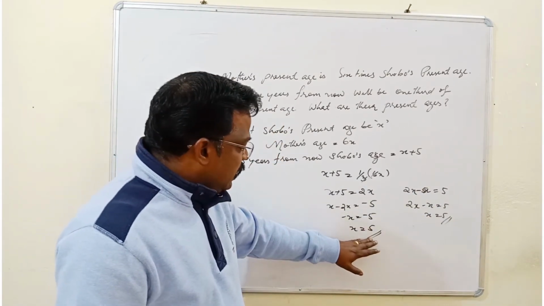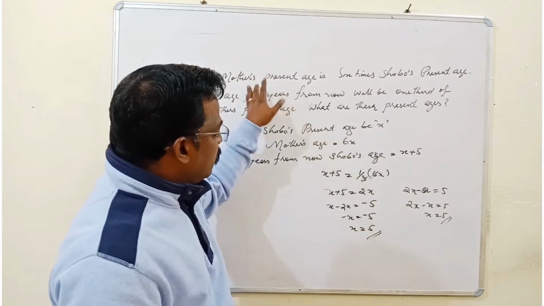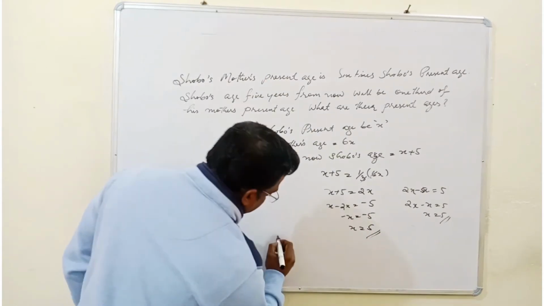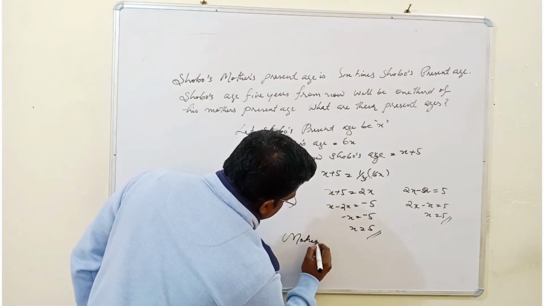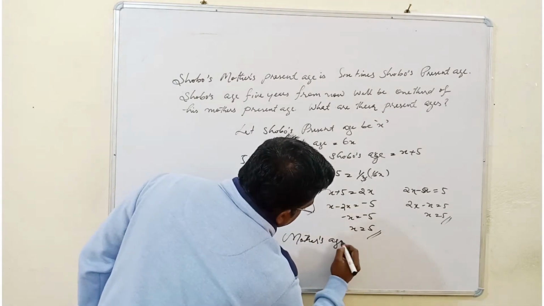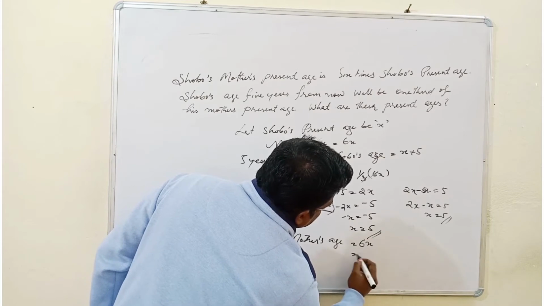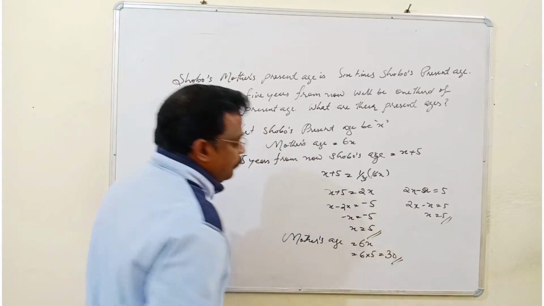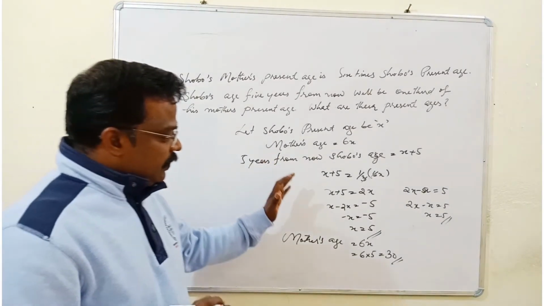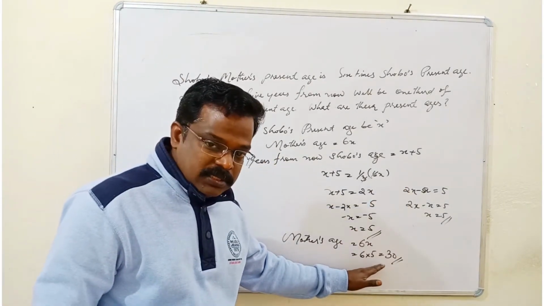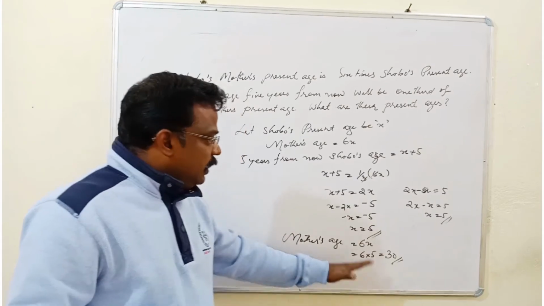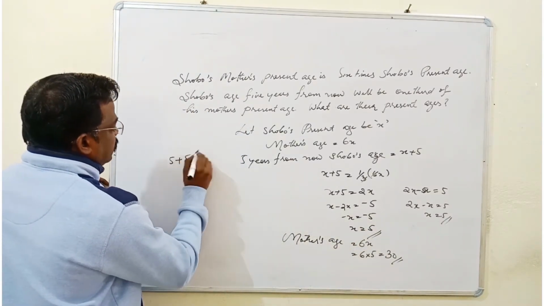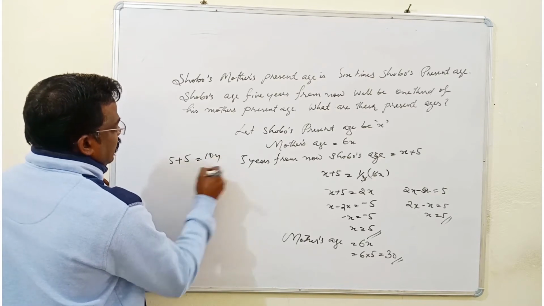So the present age of Shobo that we got is 5. So his mother's age equals 6x, that is 6 into 5 equals 30. So just think that if his age is 5, his mother's age is 30. Then after 5 years, that means 5 plus 5, Shobo's age will be 10.